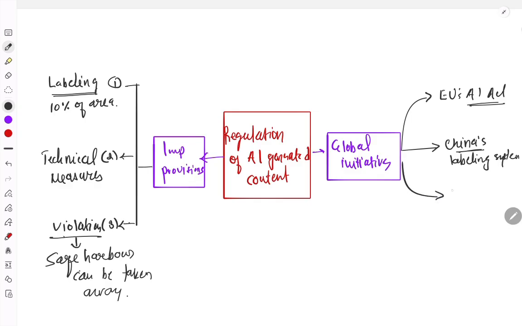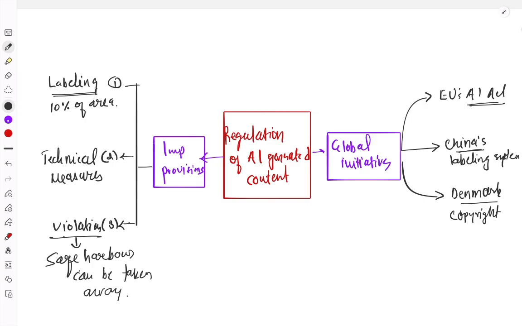Then third, which is very popular, is Denmark. Denmark has brought a copyright system, where every person has copyright over content which uses their biometric or personal information, like their images, like their audio. If that has been used, those people can claim copyright over that content. So that kind of provision has also been made by a country like Denmark.